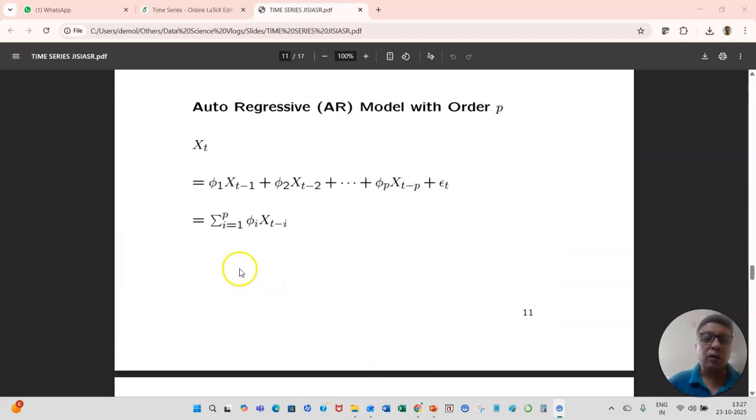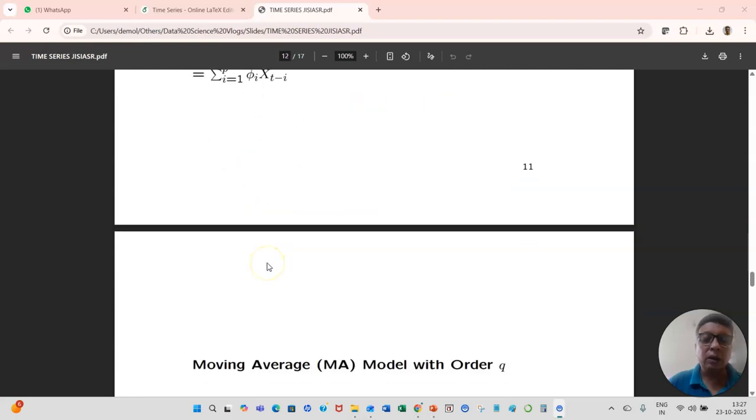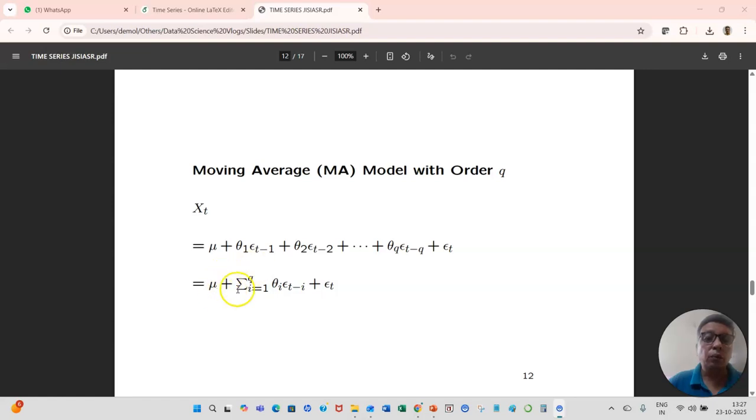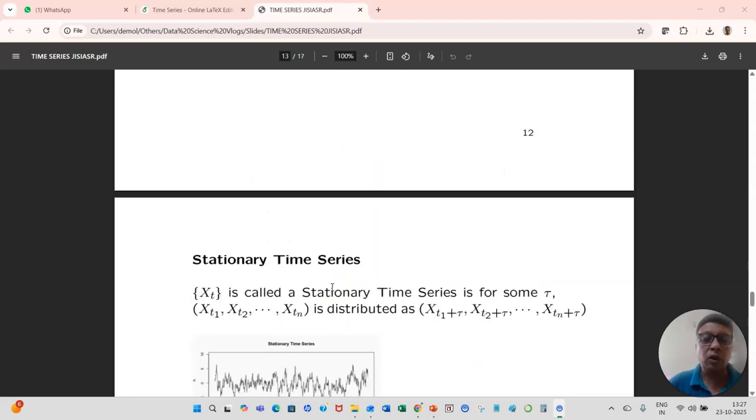Autoregressive model: summation of phi_i x_{t-i}. Moving average of order q: mu plus summation of theta_i epsilon_{t-i} plus epsilon_t. So these are the two parts, the autoregressive model and the moving average model.